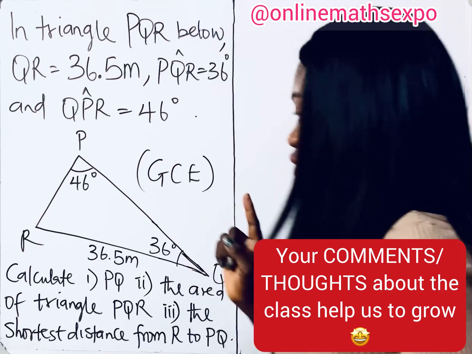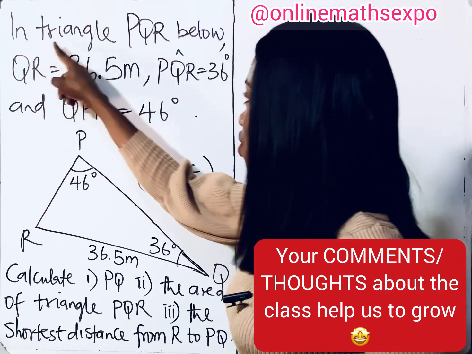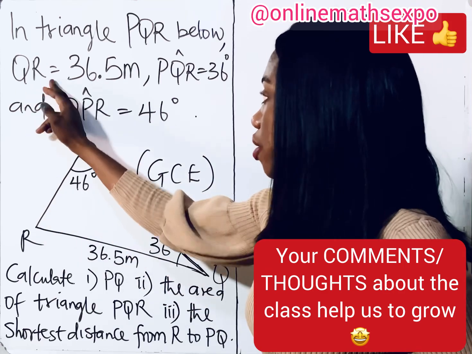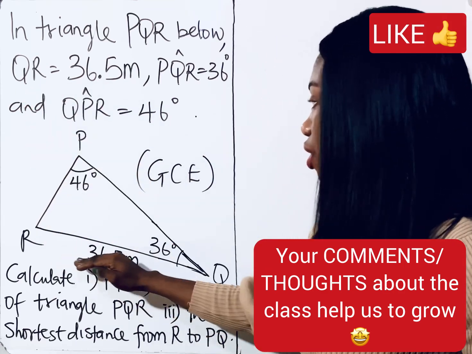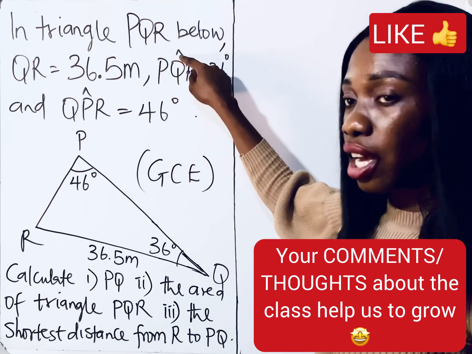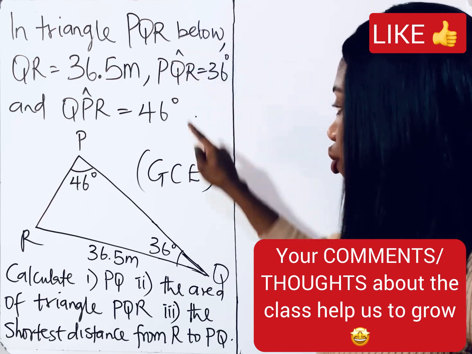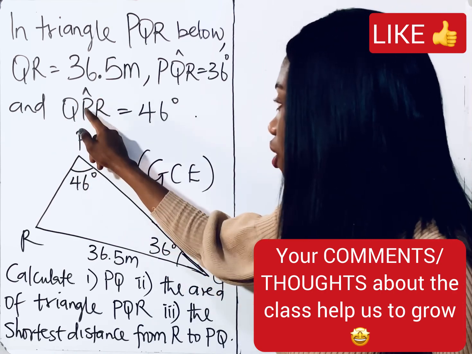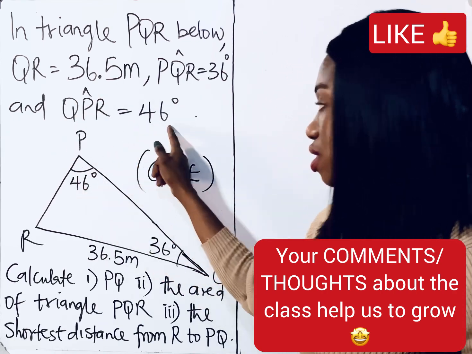Before then, let's read the question. We are told in triangle PQR below, that's this triangle, QR is giving us this. Then angle PQR, this shows angle, and the angle is on Q. So if you go to the diagram, you will see it. Now QPR, the angle is on P, you will still see it's 46.